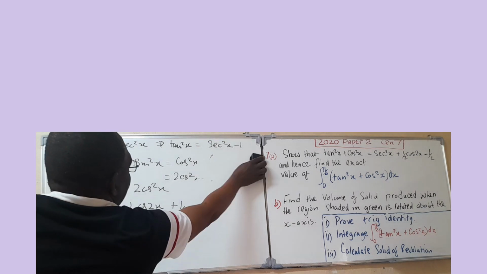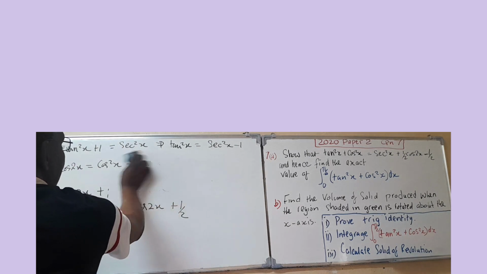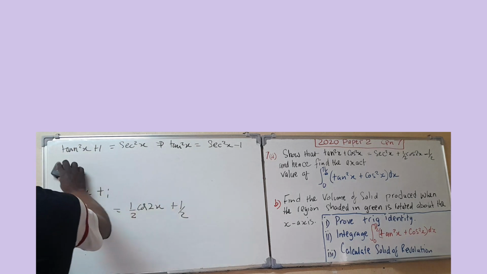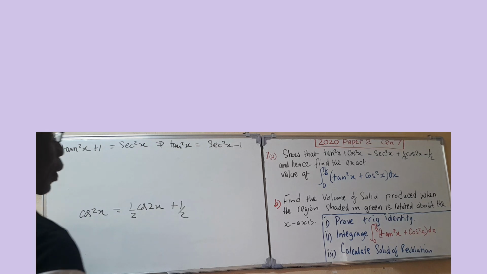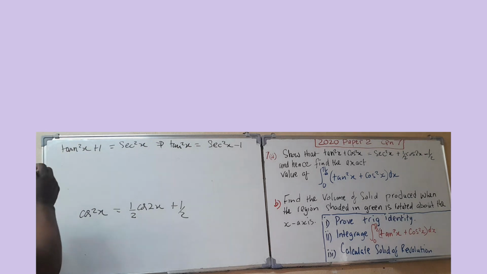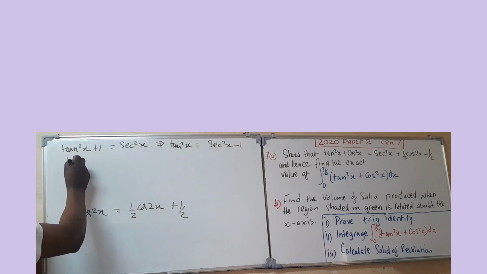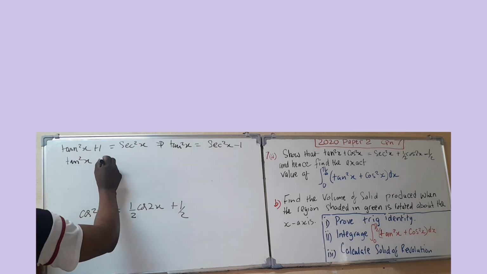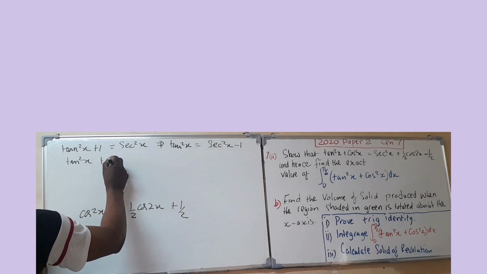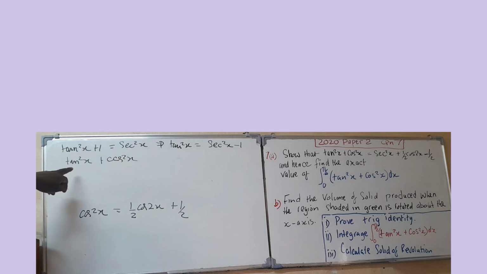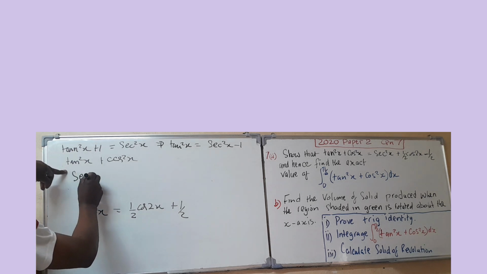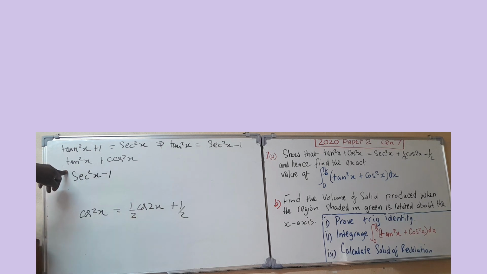Let me get rid of this, which is in the middle here. So what I will do now, let's have our equation written in full here. We have tan squared x plus cos squared x. Right, let's substitute tan squared x. We said it's sec squared x minus 1, so we have sec squared x minus 1.